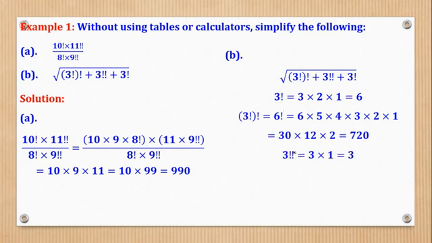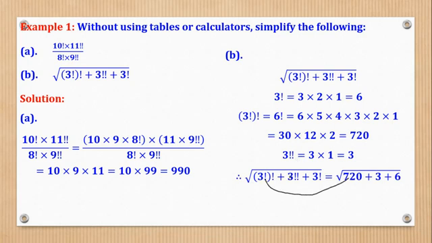Then the double factorial will be 3 times 1, which is 3. Therefore, the square root of that is equal to 720. You substitute, times 3 times 6, which gives you that, and that's what they wanted.